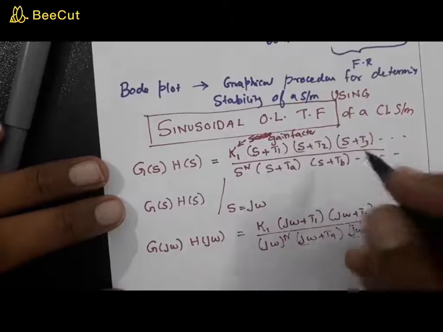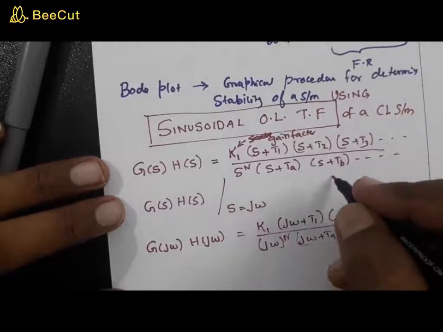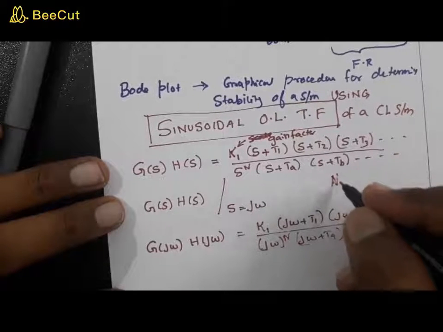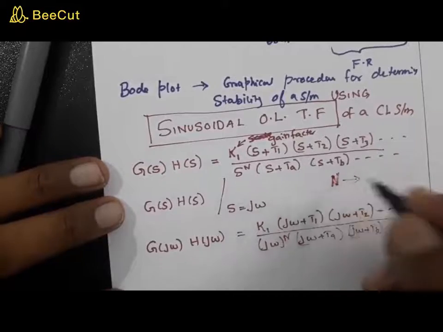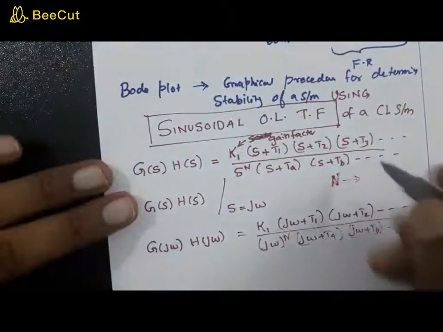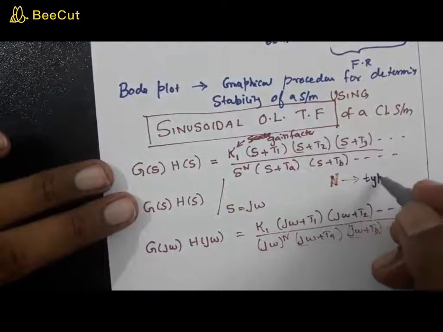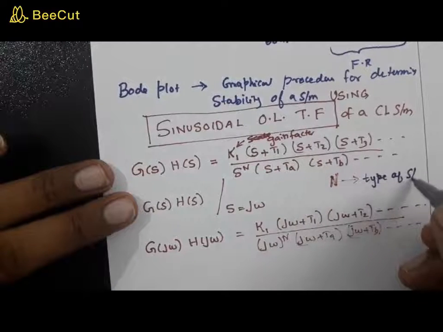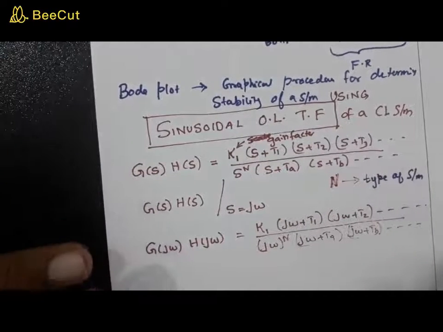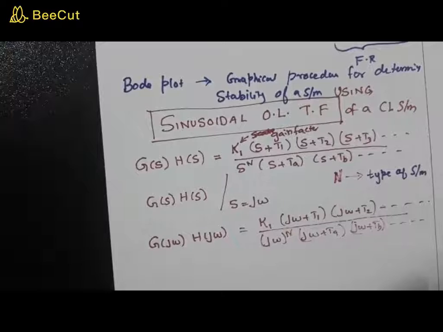Now what is this n? We have already studied this: n refers to the type of the system. For different types, type 0, type 1 and type 2, we derived the static error coefficients and the steady state error.